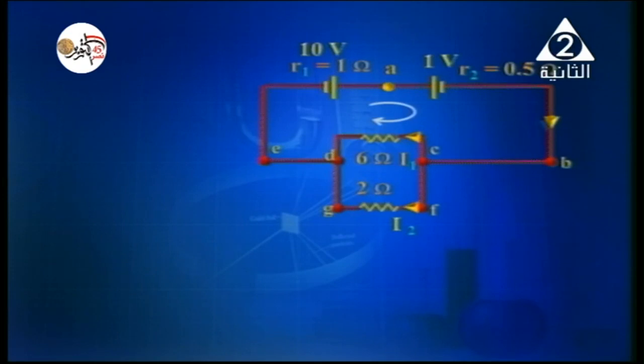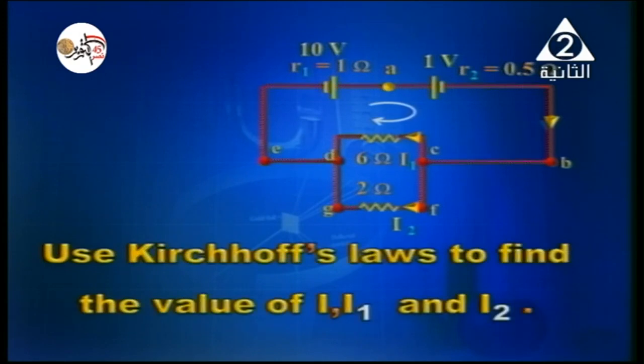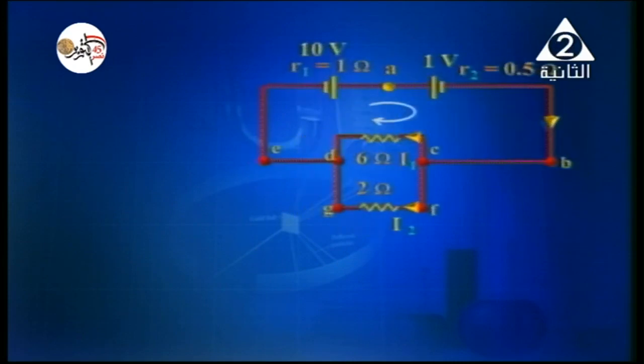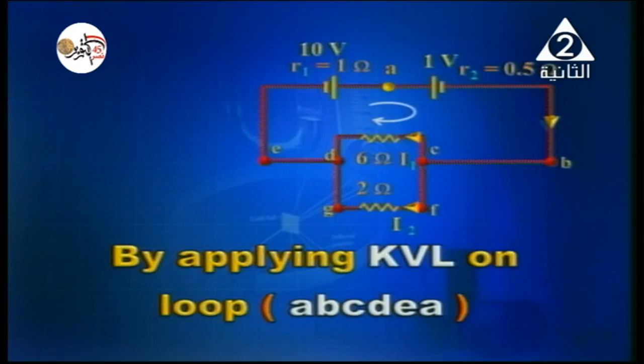What about this circuit? We want you to use Kirchhoff's laws to find the value of the current I and the current intensities I1 and I2. So we want you to find I, I1 and I2. Once again, the circuit is shown in front of you. Applying Kirchhoff's voltage law on loop A, B, C, D, E, A.